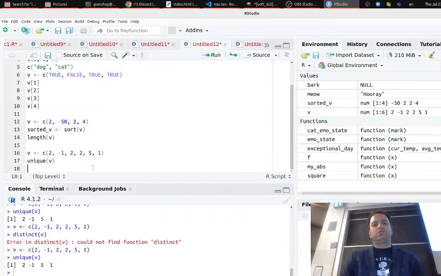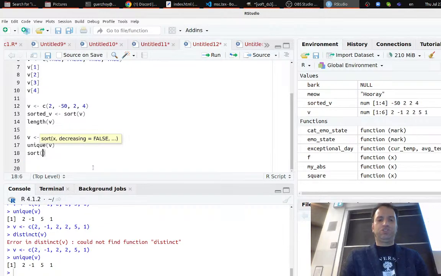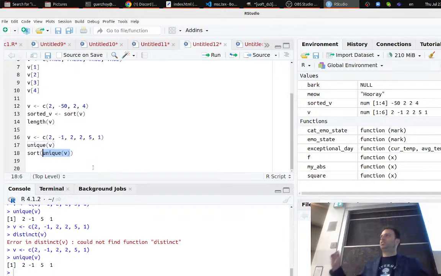Sometimes you want every element but in sorted order, and you can of course combine the functions, right? So you can say sort unique v. This will give you a vector that has one copy of each unique element in the vector. And if you want to get them in sorted order, you just say, get me unique of v, and now I'll give it to sort, and so sort will sort it.